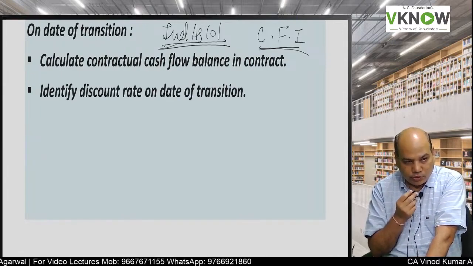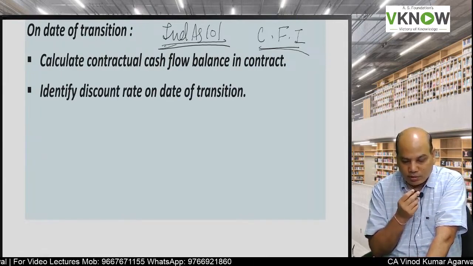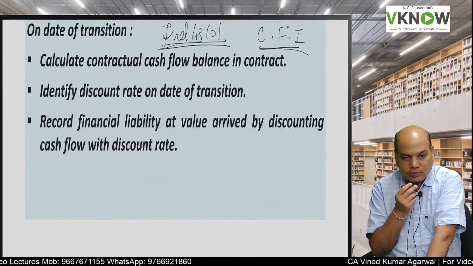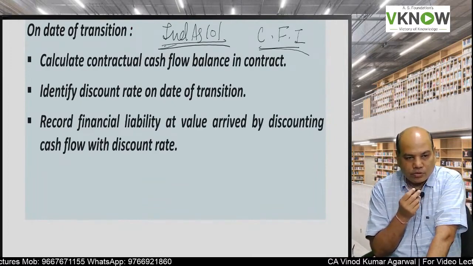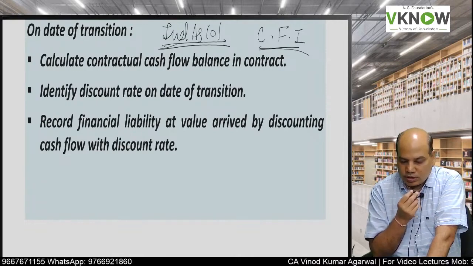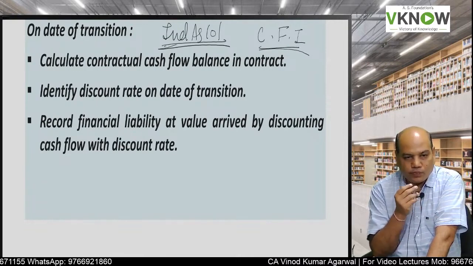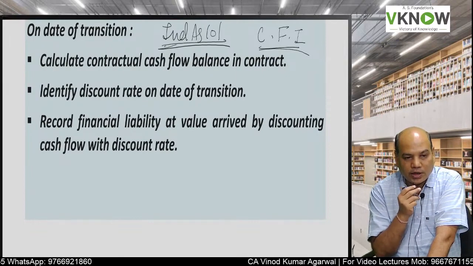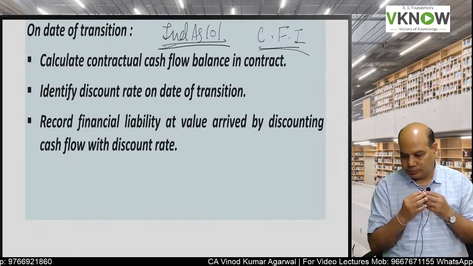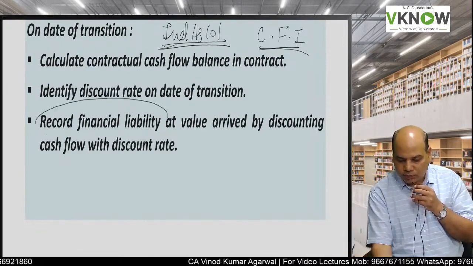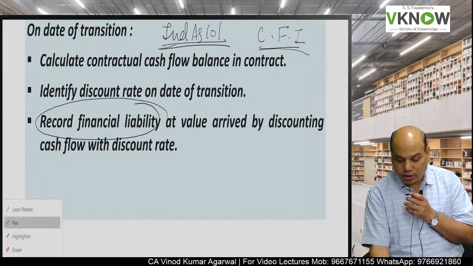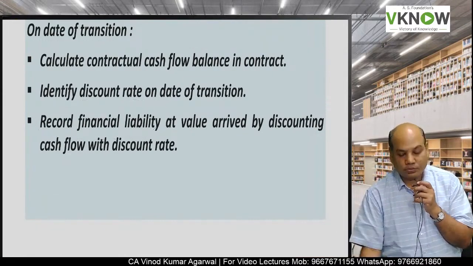Whatever contractual cash flow is there, I will find out that. I will choose an appropriate discount rate on the date of transition. So contractual cash flow which is remaining versus the discount rate, and I will be able to find out what will be the liability component of that compound financial instrument. So I got the liability component, but that instrument already has some book value.